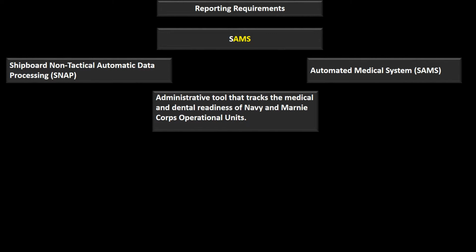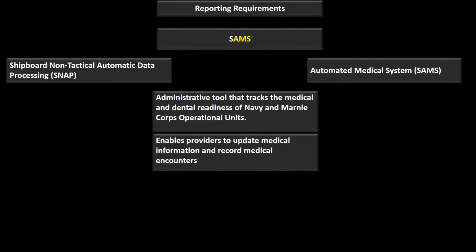So SAMS is an administrative tool, okay? It can track medical and dental readiness of the Navy and Marine Corps operational units. It also enables your providers to update medical information and record medical encounters. So you can put all your immunizations in it and all your dental readiness in it. You can also do your notes in it. You can also document, like on a 600, a patient encounter. You can also track your supplies and inventory.